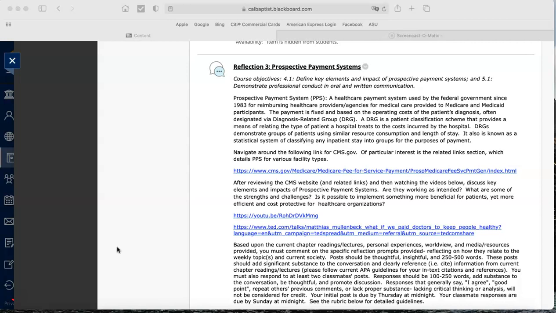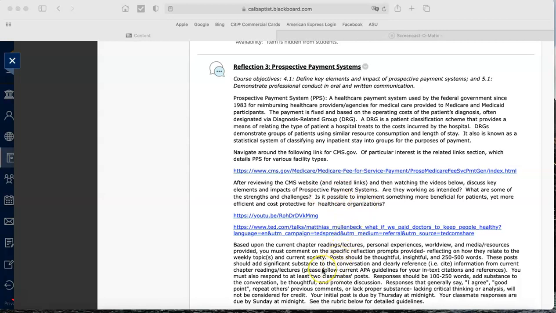So the DRG is also known as a statistical system of classifying any inpatient stay into groups for the purposes of payment. So check it out. There's some links provided on your learning activities page to go to CMS and look at more information. And then there's also a YouTube link and then a TED Talk.